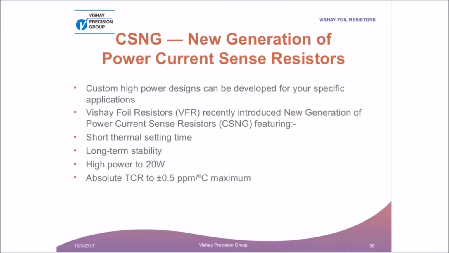First of all, I'd like to mention our new generation of power current sense resistors, or current sense new generation. These are custom high power designs which we can develop for your specific applications. We've introduced this family of products in order to offer customers very short thermal settling time, extremely good long-term stability, high powers up to 20 watts, while still maintaining very low absolute TCR of 0.5 ppm per degree C.